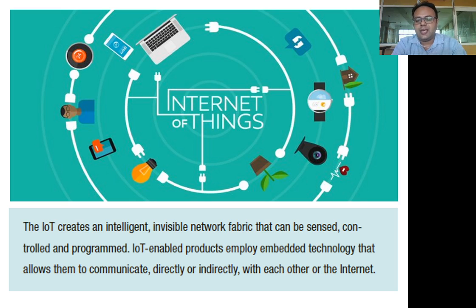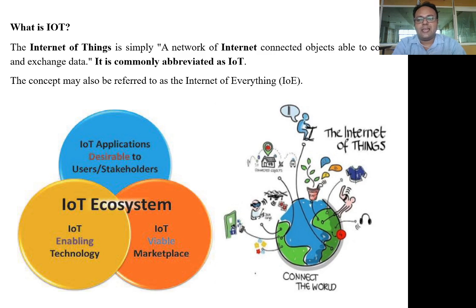So basically IoT creates an intelligent invisible network fabric that can be sensed, that can be controlled, that can be monitored, and that can be programmed. And these kinds of IoT enabled products are employed for embedded technologies, and that actually allows us to communicate directly or indirectly with each other with the help of the internet. So what is basically an IoT?